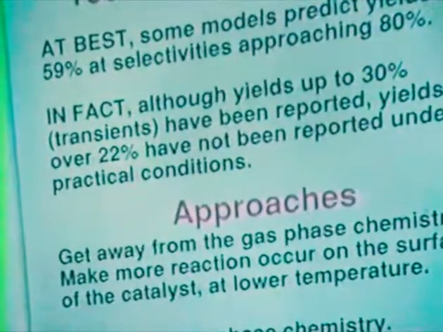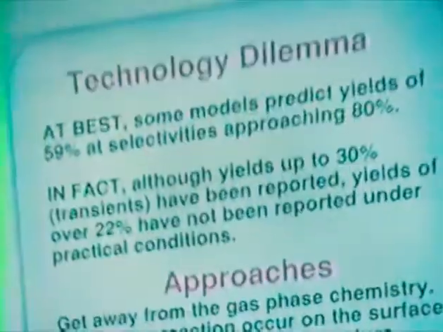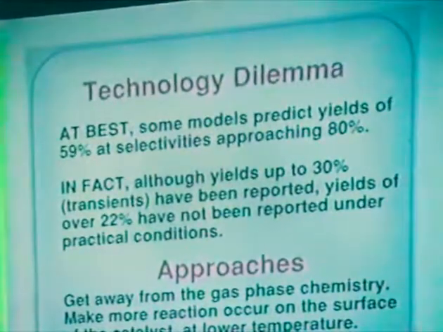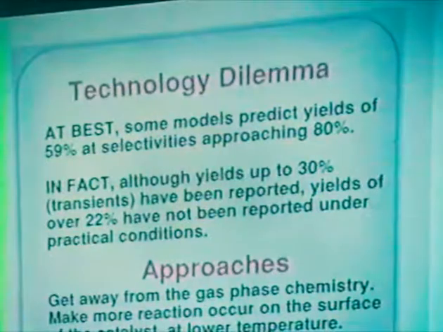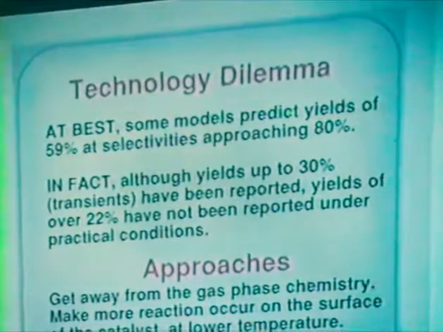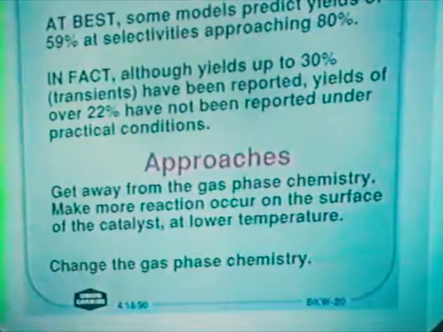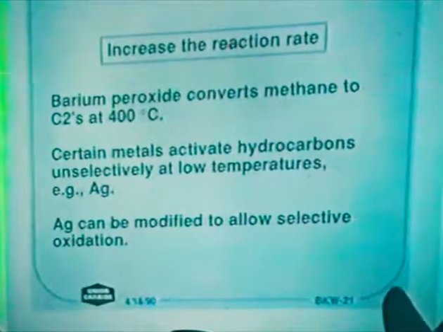At best, if you look at the heterogeneous-homogeneous mechanism, at the S.I. Phillips model, you might predict 59% yields at selectivities approaching 80%. In fact, you can see that there are transients up to 30%. Practically, you can't run anything stable over 22%. So we would like to get away from the gas phase chemistry, and there are two things we can do. We can either go more to a surface reaction, or we can drastically alter the gas phase chemistry. So use one or the other extreme of this heterogeneous-homogeneous mechanism.